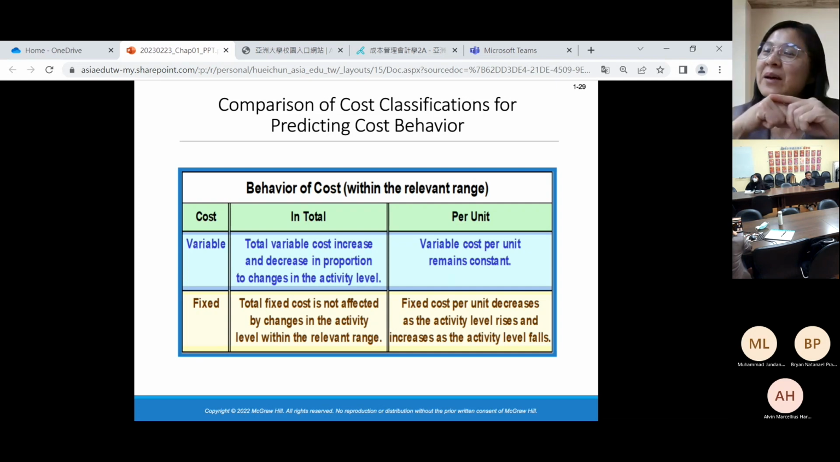And the fixed cost per unit decreases as the activity level rises and increases as the activity level falls. Is that correct? So fixed cost per unit will change, right? Yes. Fixed cost per unit will change, but variable cost per unit remains constant.